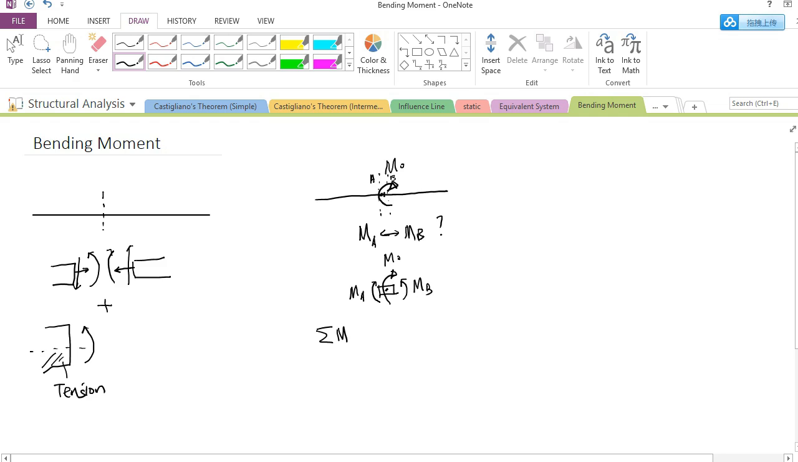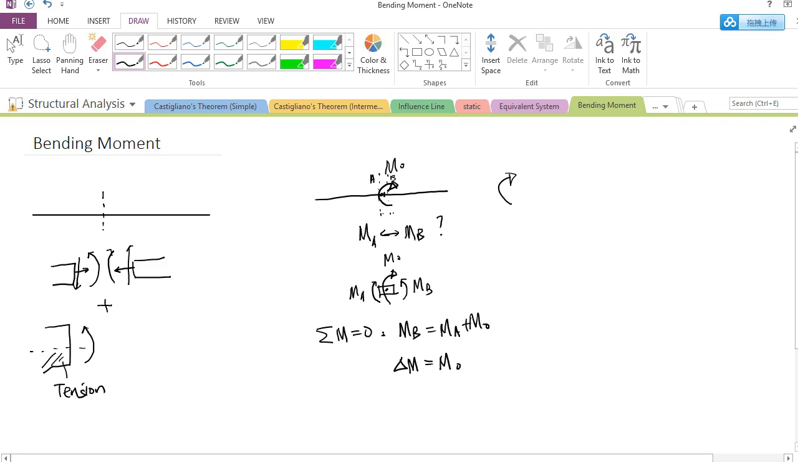From moment equilibrium, we know that MB should be equal to MA plus M0. So the change of moment is M0. What this means is that if you see a clockwise bending moment, the change of bending moment from this point to this point is positive of this magnitude. How do you remember this? How do we think of whether this is positive or negative?